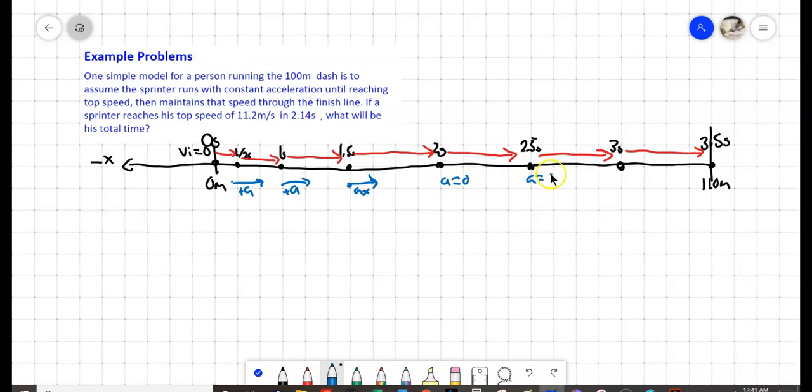The acceleration is equal to 0. The acceleration is equal to 0. And that's because they hit their top speed at 2.14 seconds. And also let's put it this way too, that at this point right here, their velocity is 11.2 meters per second, and that is the speed to which they accelerated. Okay.